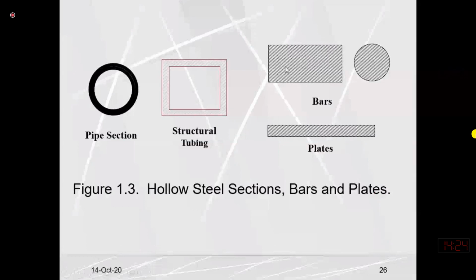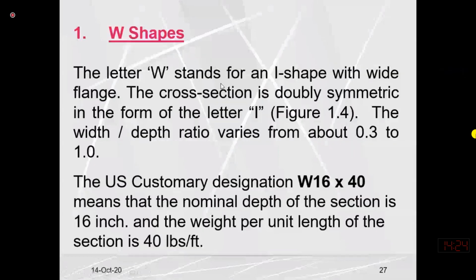So first of all, W shape. W stands for an I section with wide flange. So W section is the I section with wide flange. The cross section is doubly symmetric in form of letter I. You already have seen in the previous slide. And the width over depth ratio varies from 0.3 to 1.0.